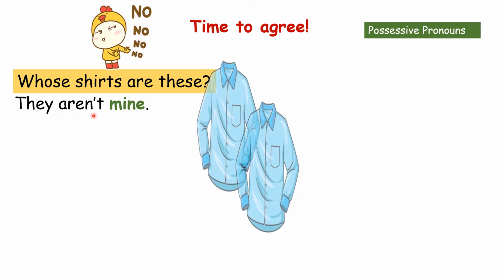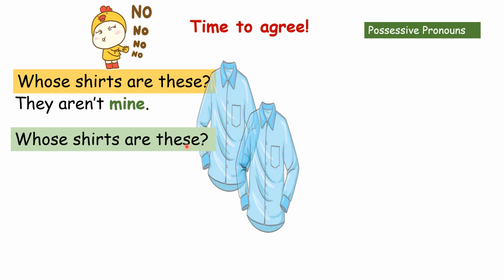Because the question asks whose shirt are these, we're answering they are not mine. But the words are not being shortened, it becomes aren't. It means they do not belong to me. Okay, next example. Whose shirt are these?